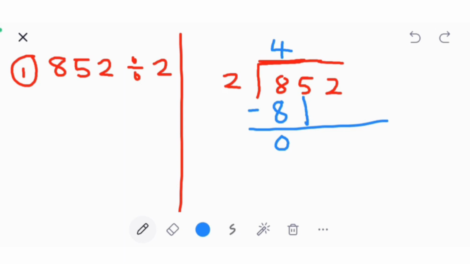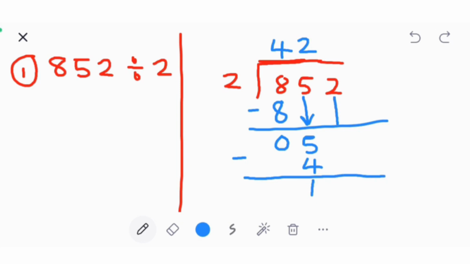You bring down 5. Anytime you bring down a digit, you must divide. Because I brought 5 down, then I have to divide. So 2 into 5. 2 can go into 5 how many times? 2 times. You write 2 at the top. Then you multiply 2 times that 2 that you wrote at the top. That gives you what? 4. So you write 4 under 5. Subtract again. 5 minus 4, you have 1.